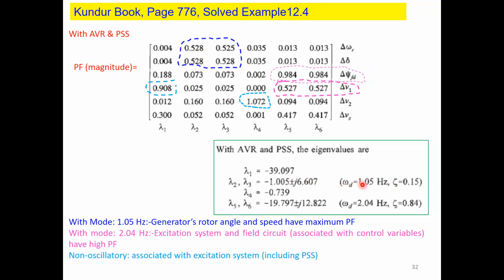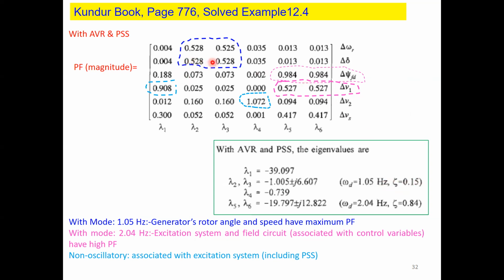So that means, you can see it is a comparatively low damped oscillatory mode, because this is 0.84 and this one is 0.15. When you look at lambda 5 and 6 here, the participation factor is much lower. So that means the generator state variables have higher participation factor in the low damped oscillatory mode, right?